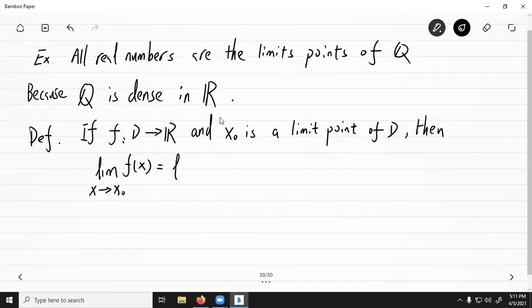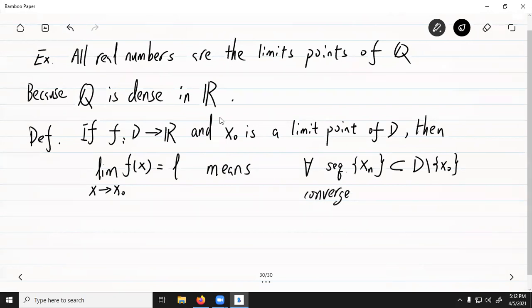What does this mean? It means for any sequence xn, which is in D but not equal to x0, for any sequence converging to x0, the sequence f of xn converges to L.